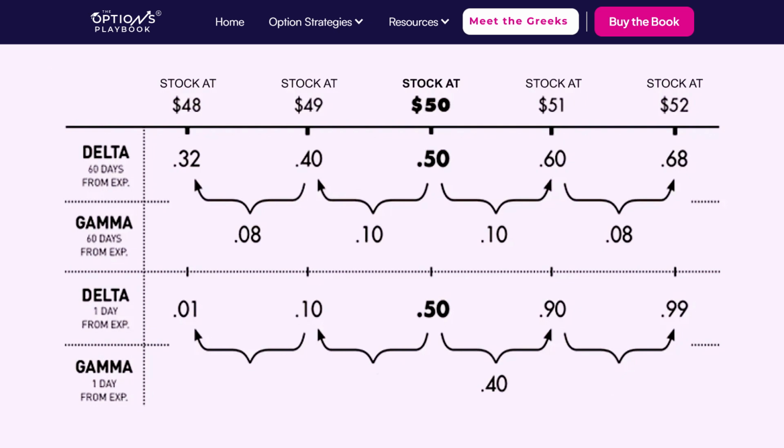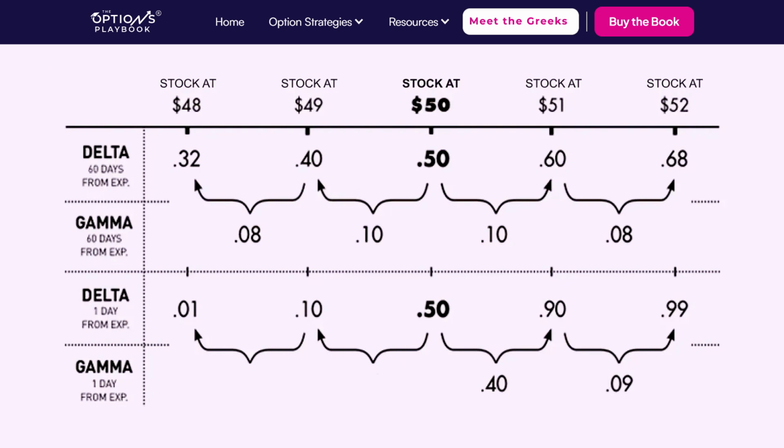So in our example, once again, we went with the stock at 50, it goes to 51, the delta moves by the gamma, which is 40 cents, so that means that the delta is now 90 cents, and then when it goes from 51 to 52, we see that our gamma got smaller, and we see that our delta is now almost 1 at 0.99.